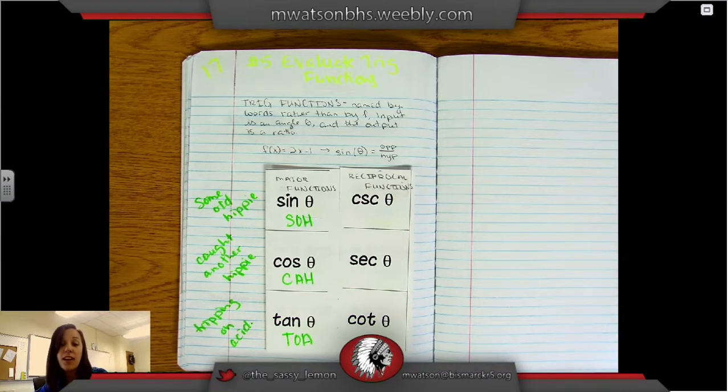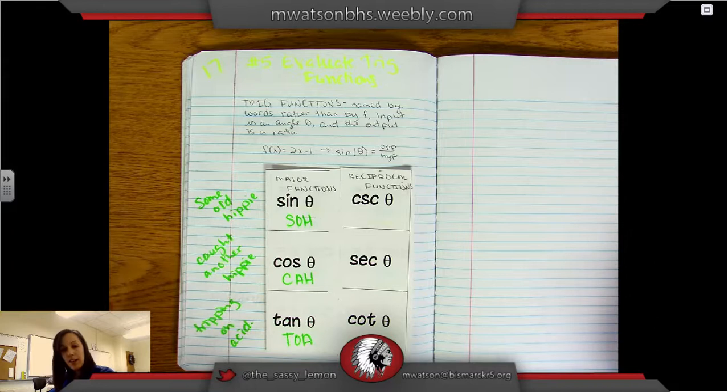SOHCAHTOA. Sine equals opposite over hypotenuse. Cosine equals adjacent over hypotenuse. And tangent equals opposite over adjacent. Believe it or not, you will memorize it. And very quickly too. So that's basically it for this portion.